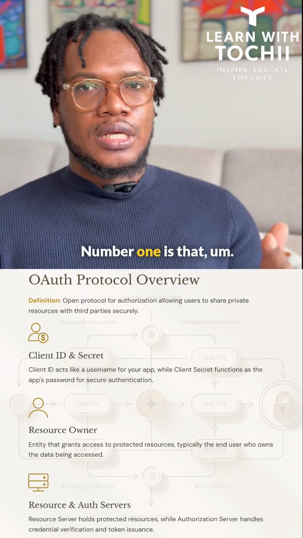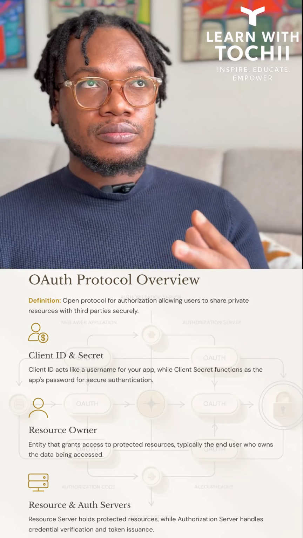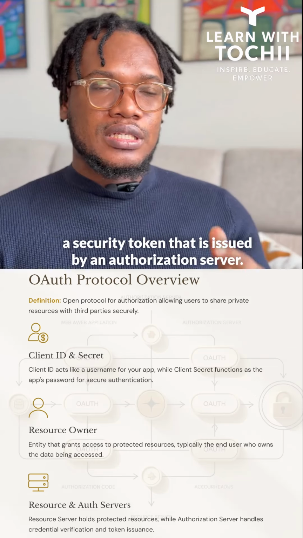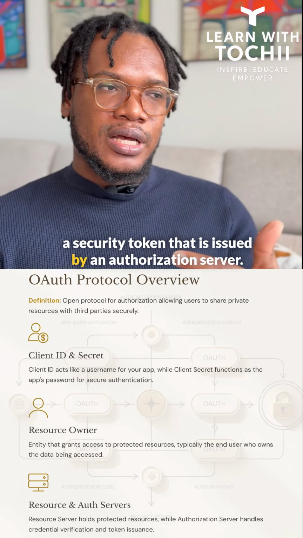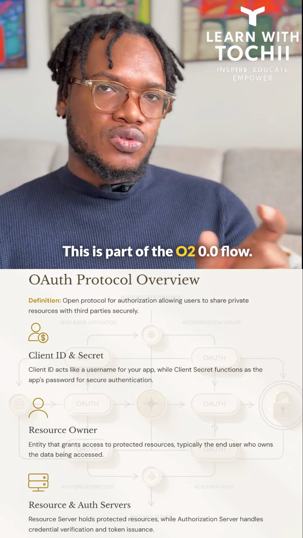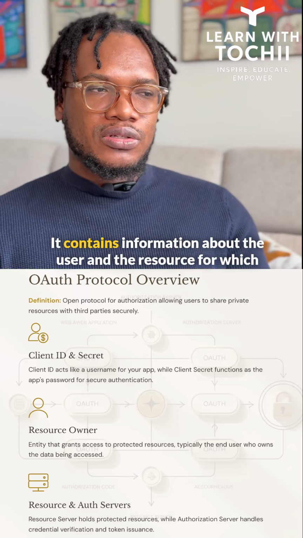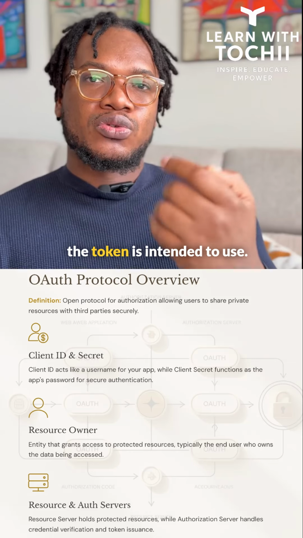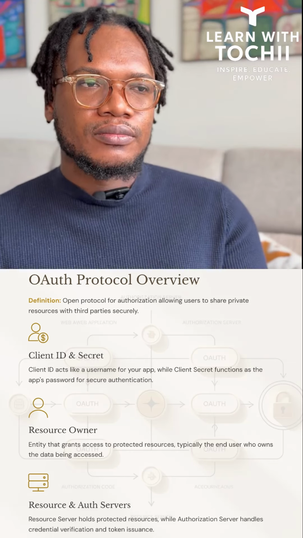Number one is that you have something called an access token. An access token is a security token that is issued by an authorization server. This is part of the OAuth 2.0 flow. It contains information about the user and the resource for which the token is intended to be used.